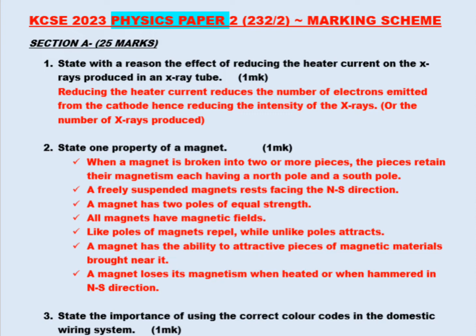All magnets have magnetic fields. It's another property. Like poles of magnets repel, while unlike poles attract. A magnet has the ability to attract pieces of magnetic materials brought near it. A magnet loses its magnetism when heated or when hammered in north-south direction. Those are some of the properties of magnets. Let's go to question 3.